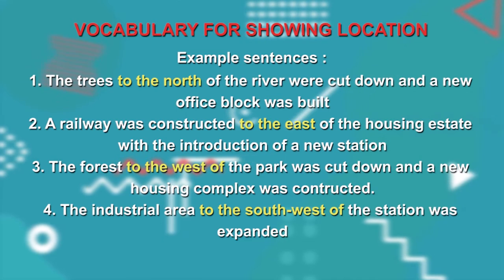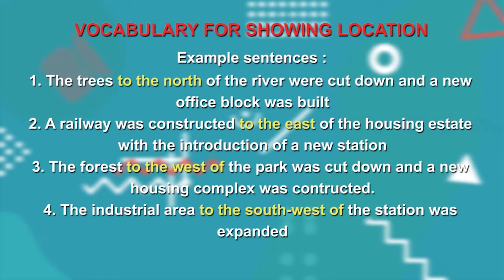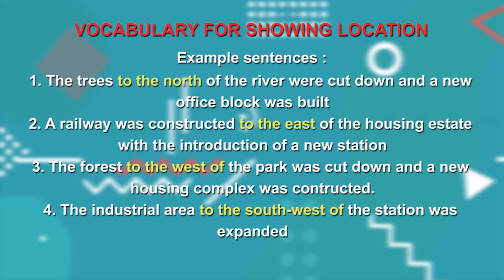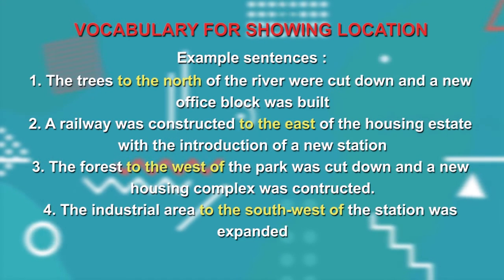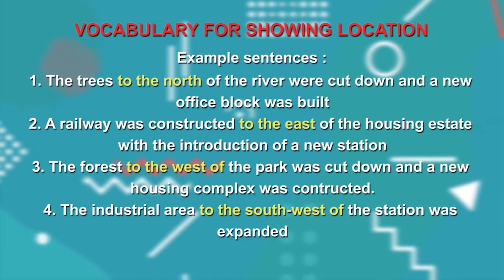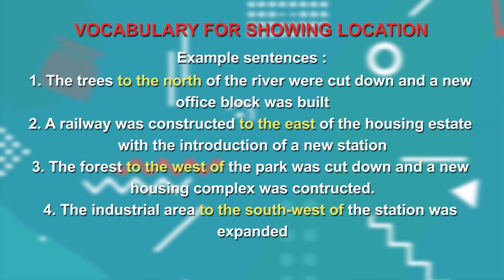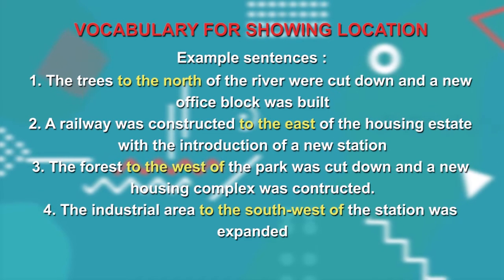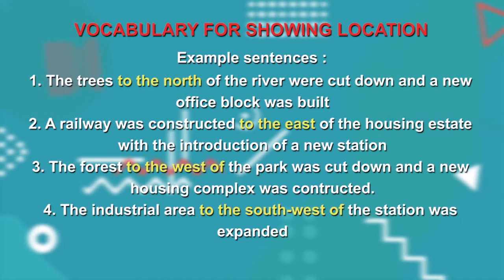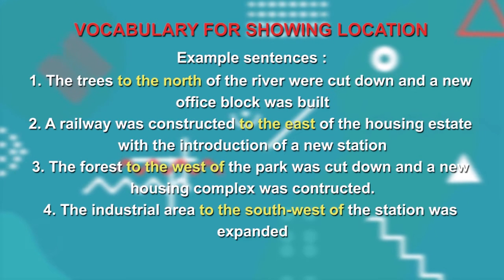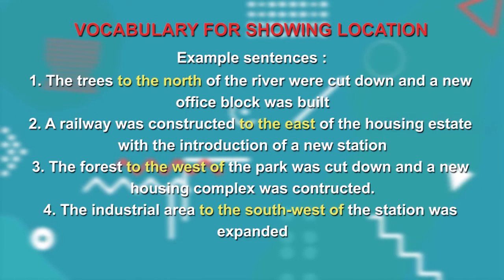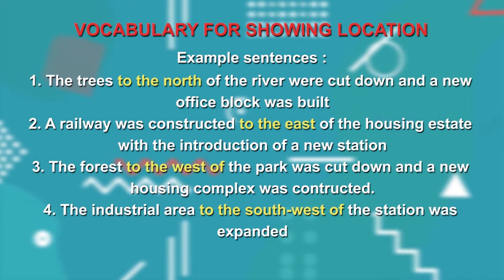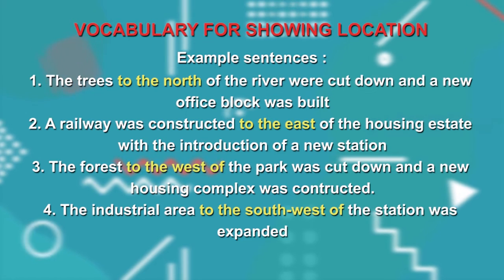The trees to the north of the river were cut down and a new office block was built. A railway was constructed to the east of the housing estate with the introduction of a new station. The forest to the west of the park was cut down and a new housing complex was constructed. The industrial area to the southwest of the station was expanded.